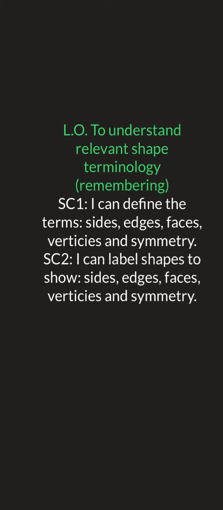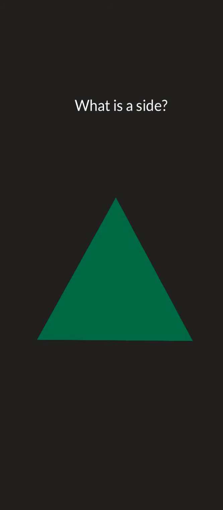You're also going to need to label shapes to show sides, edges, faces, vertices and symmetry. So let's get started. A side is a straight line in a shape. So in this triangle you can see here is a side, here is another side and here is another side. This shape has got three sides. It has three straight lines that make the shape. So a side is a straight line.